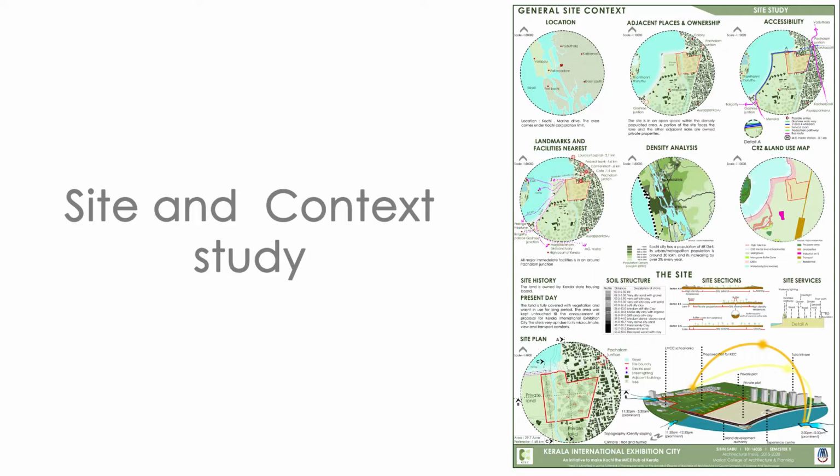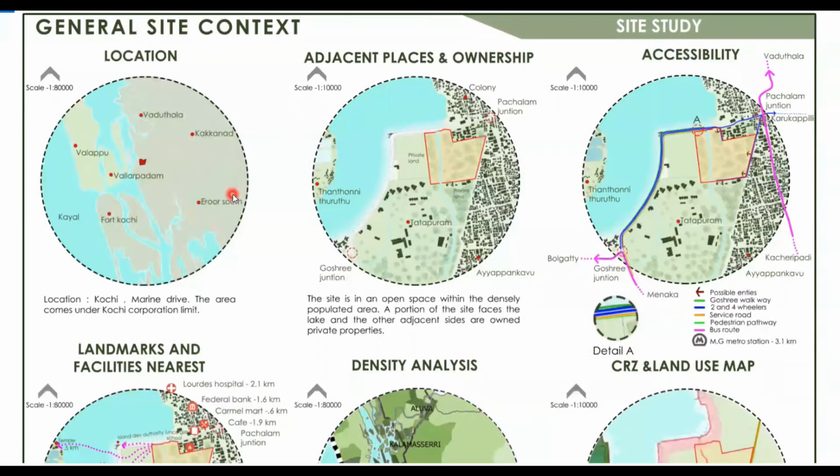The site is located in the Kochi Marine Drive area near the Pachalam Junction, and the major places surrounding it are Vadala, Kakanad, Eyur South, Fort Kochi, and Valapur. The site is an open space within a heavily densely populated area, and towards the left and the south portion of the site it is private land, and the other portion is covered with housing units.